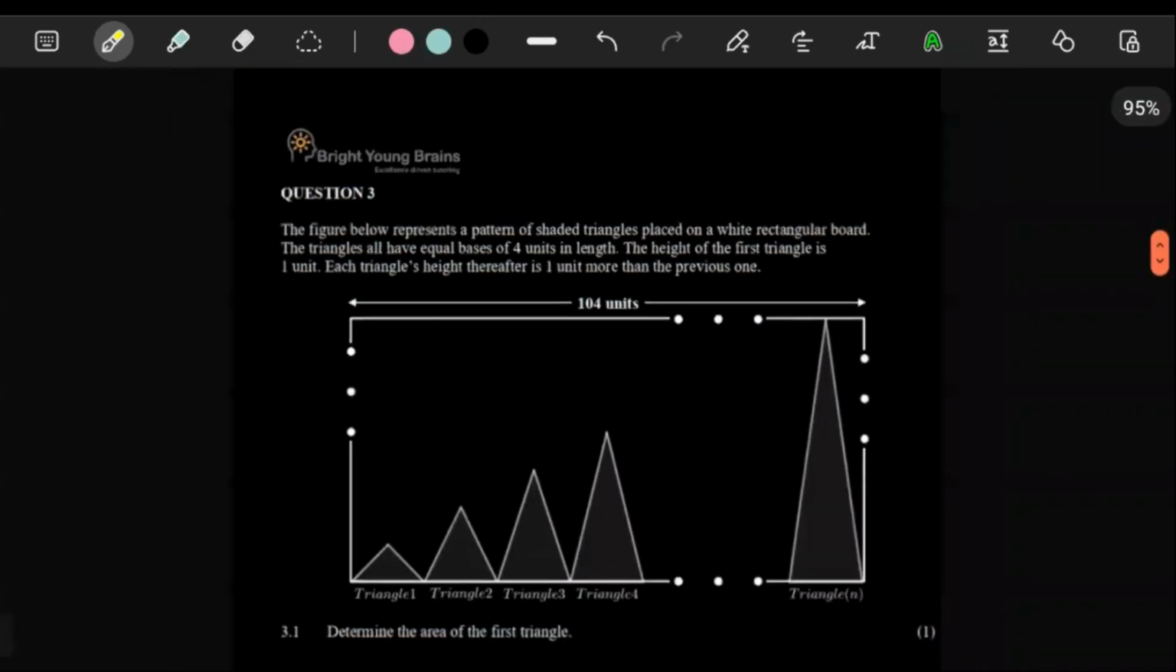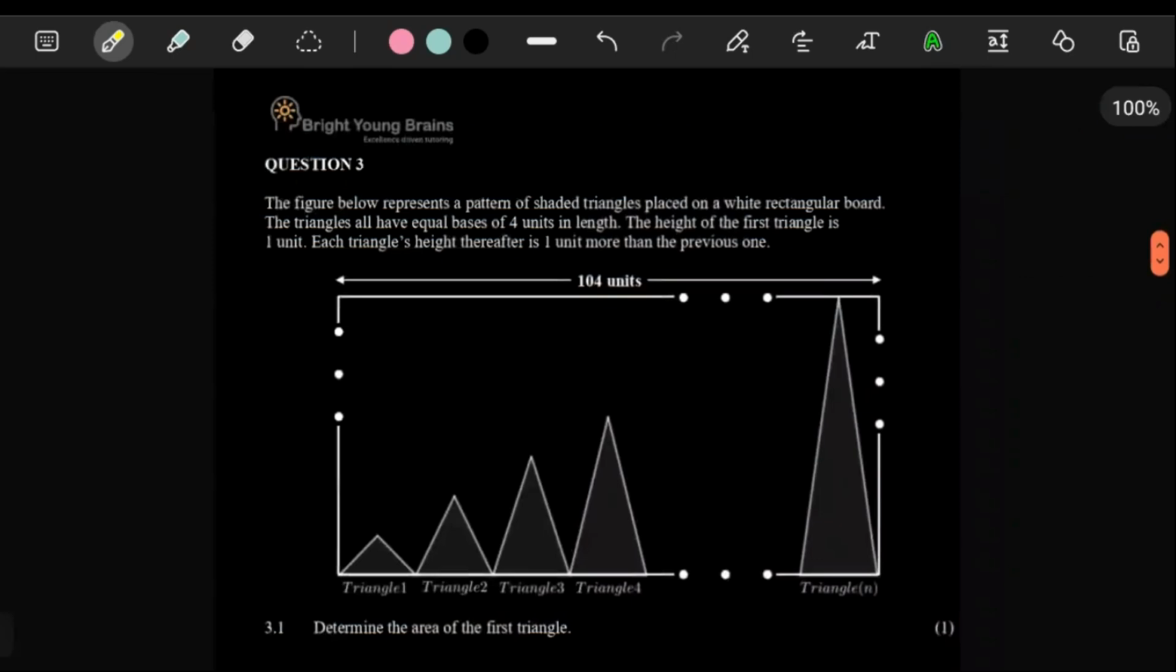So anyways, question 3 here says, the figure below represents a pattern of shaded triangles. It represents a pattern of shaded triangles placed on a white rectangular board. Then it says here the triangles all have equal bases of 4 units in length. So this is 4 units, 4 units, 4 units, 4 units, going on and on and on. So they told us here that everything from start to finish here adds up to 104 units. So we can actually easily take 104 divided by 5 and then work out how many triangles we have in total.